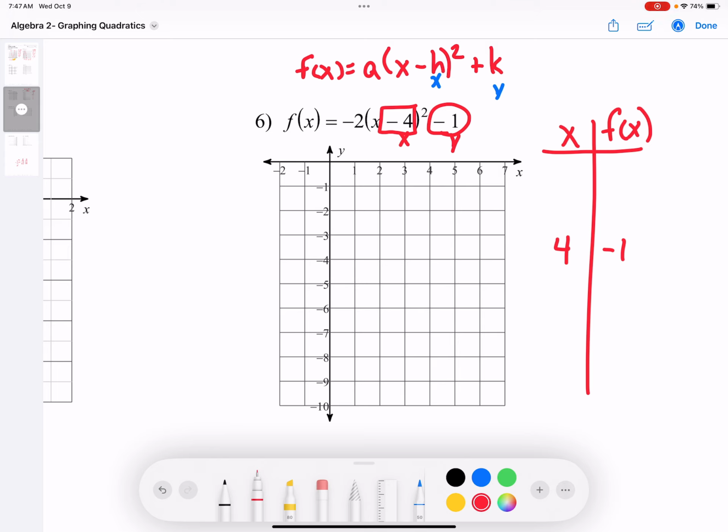So the way I fill out my other 4 x values is I go down by 2 and I go up by 2. So 1 less than 4 is 3. 1 less than 3 is 2. Then we hop back to 4. 1 more than 4 is 5.